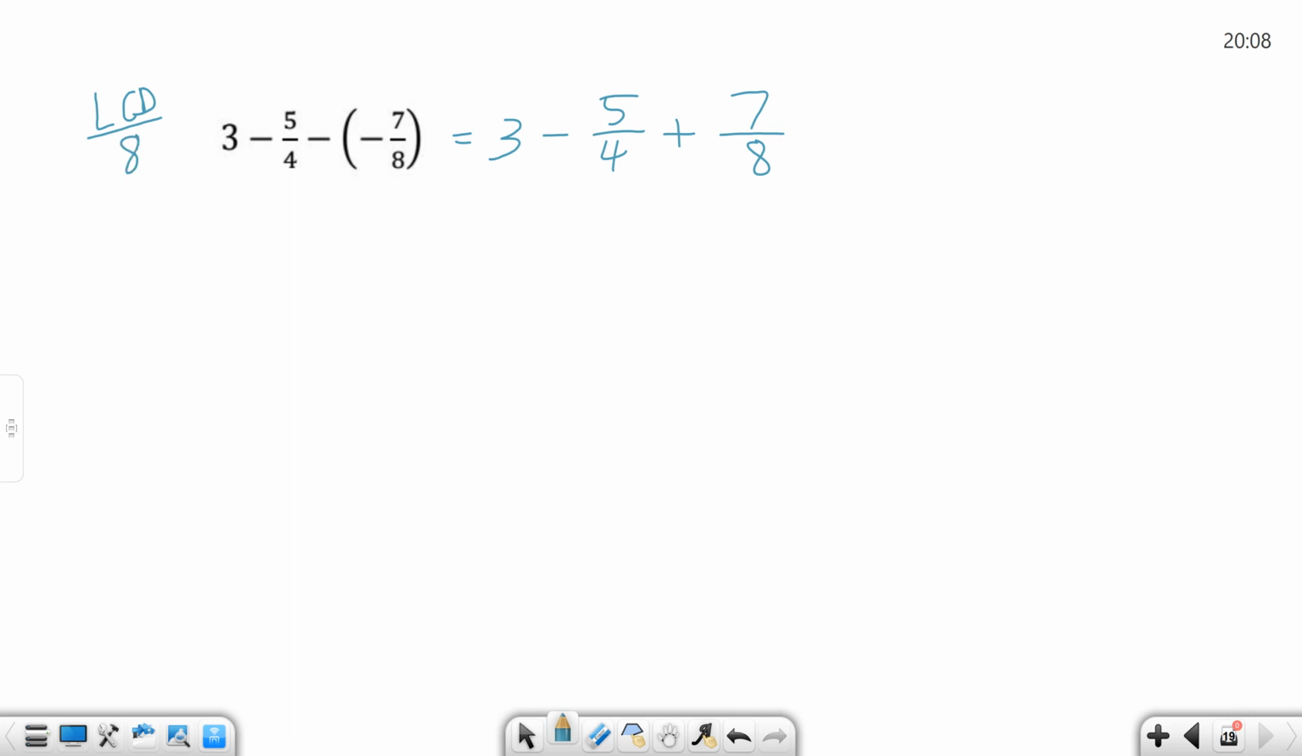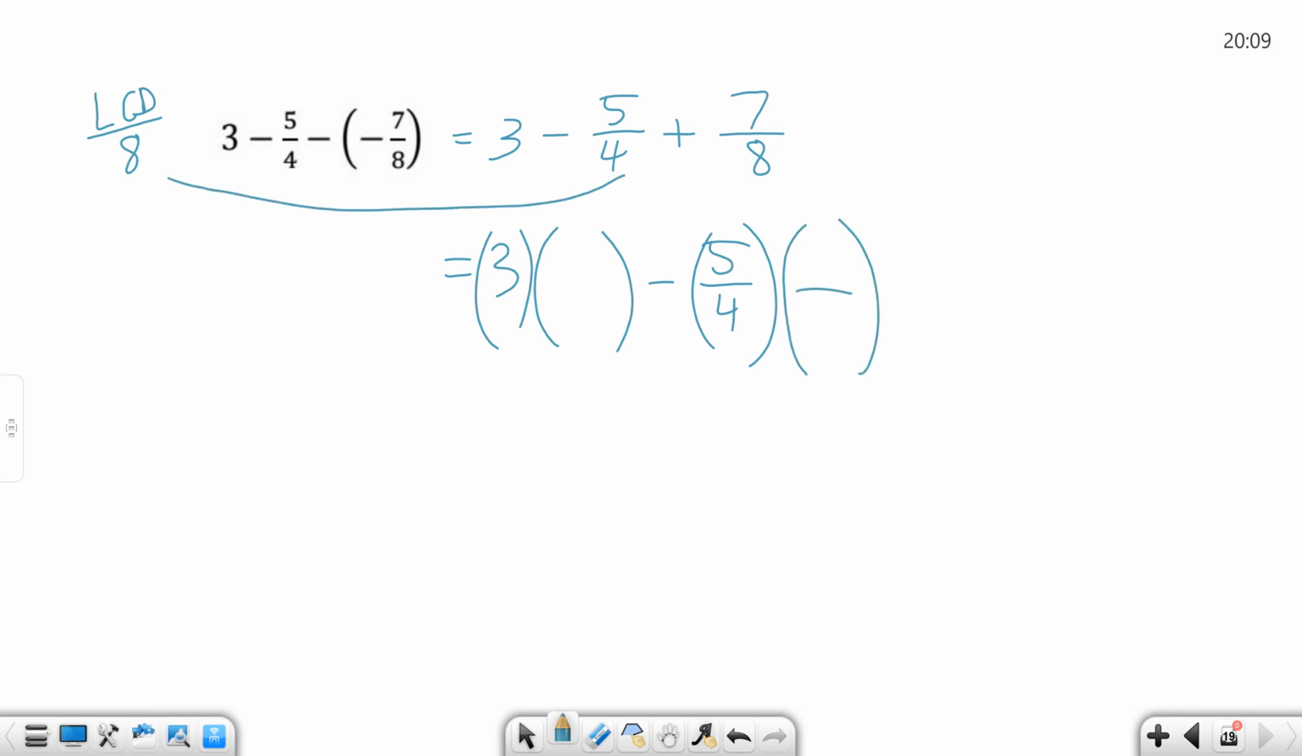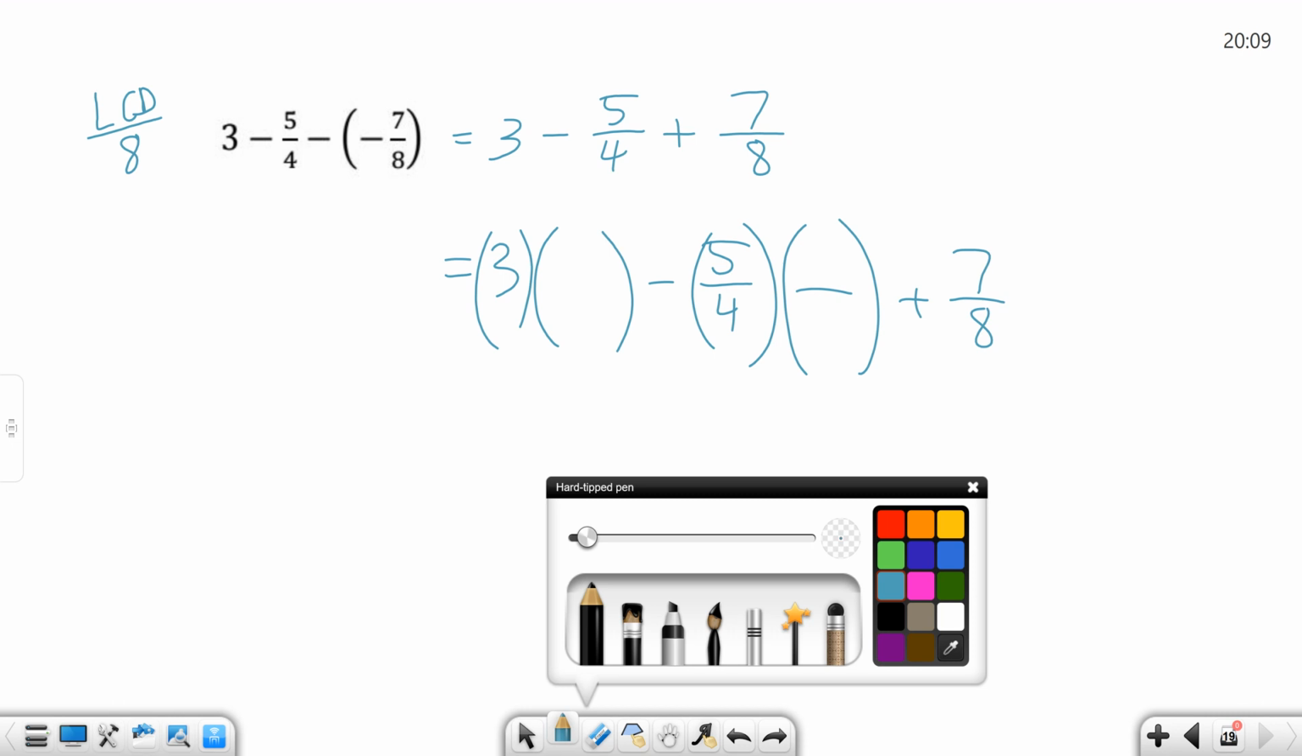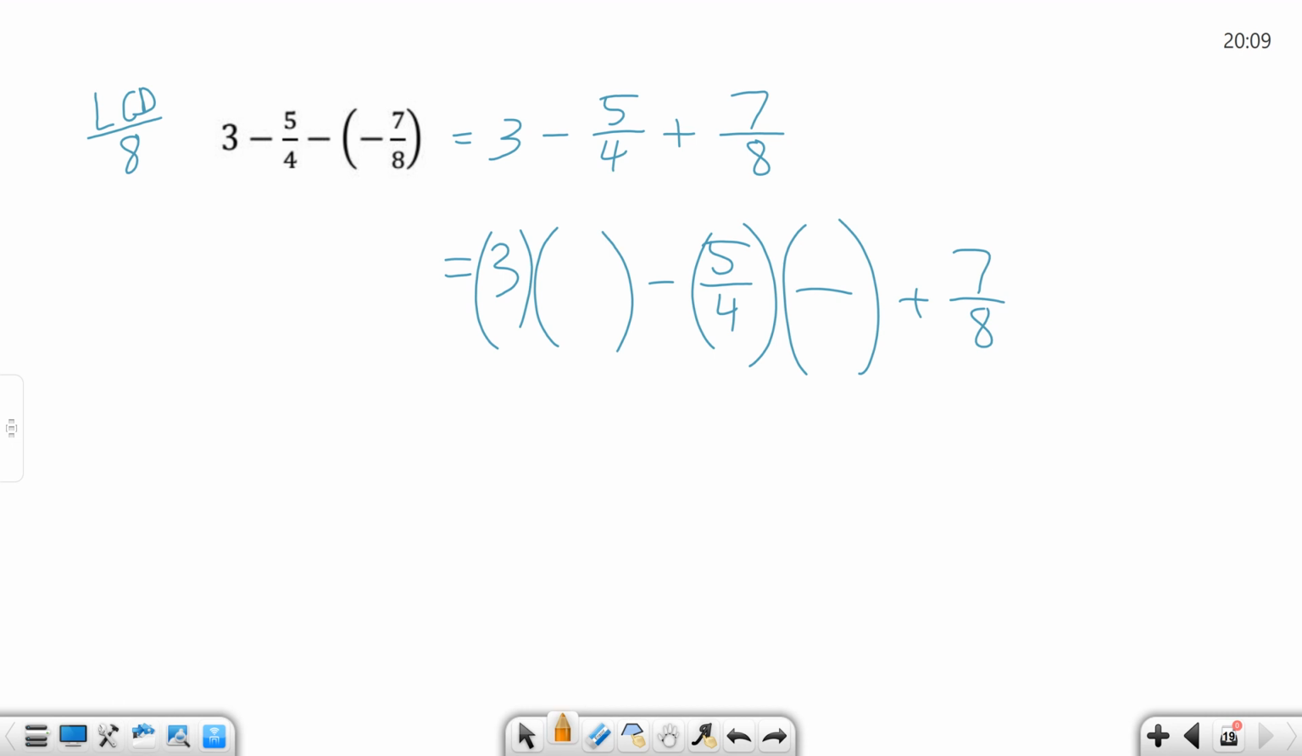So when I get ready to do this, I have to come down here and say, okay, 3 times something, because look, this is over 1 and 1 is not 8, so I got to multiply by something. And then minus 5/4, and again, I have to multiply by something because 4 is not already 8. And then plus 7/8. But guess what? 8's already 8, so I don't have to multiply by anything here. So I come in here and say, okay, 3 is really over 1. So what do I multiply by 1 to get 8? Well, I got to go 8 over 8, right?